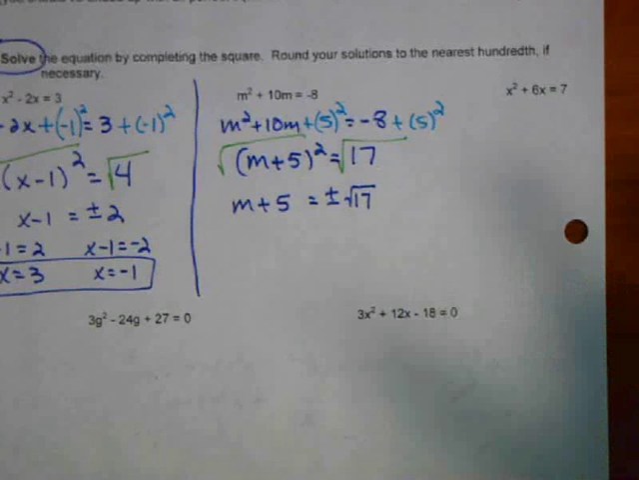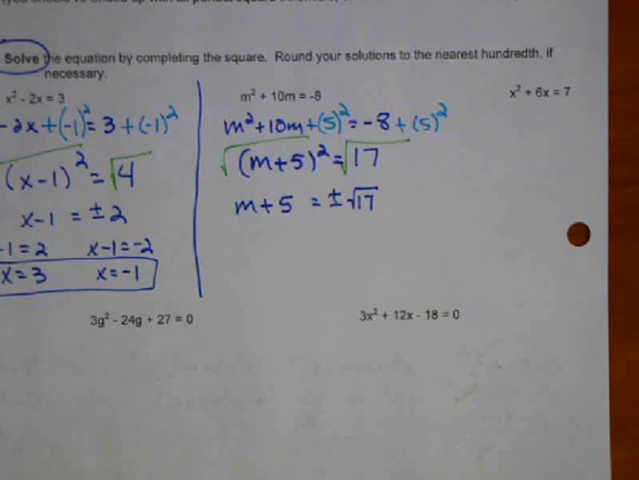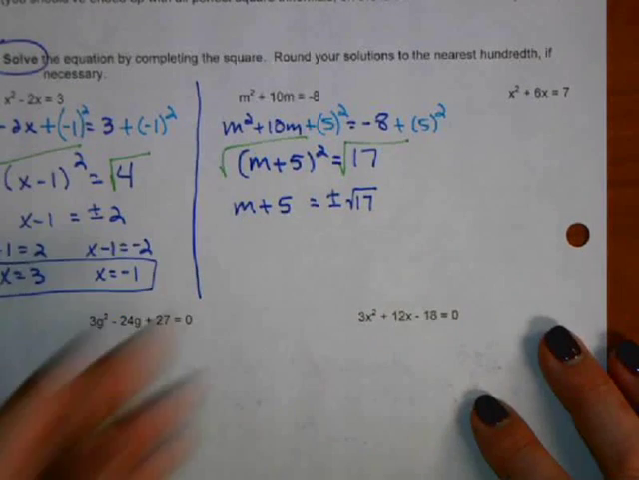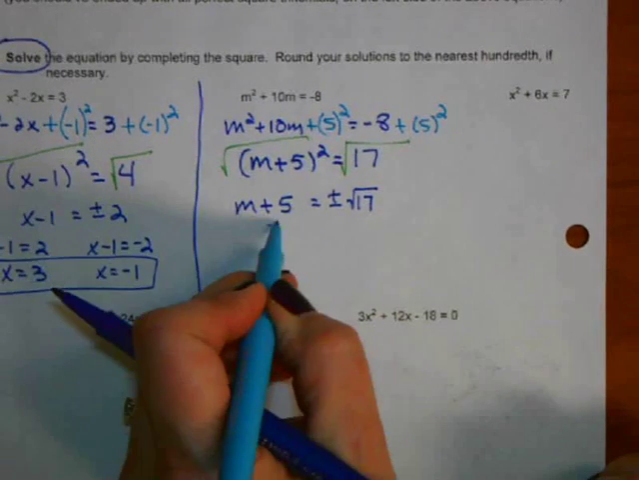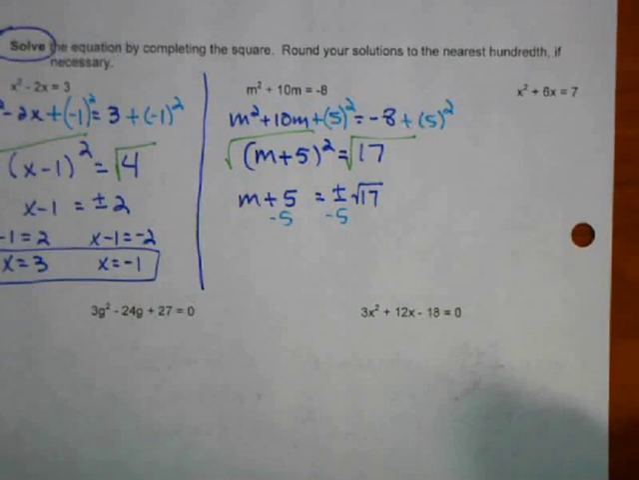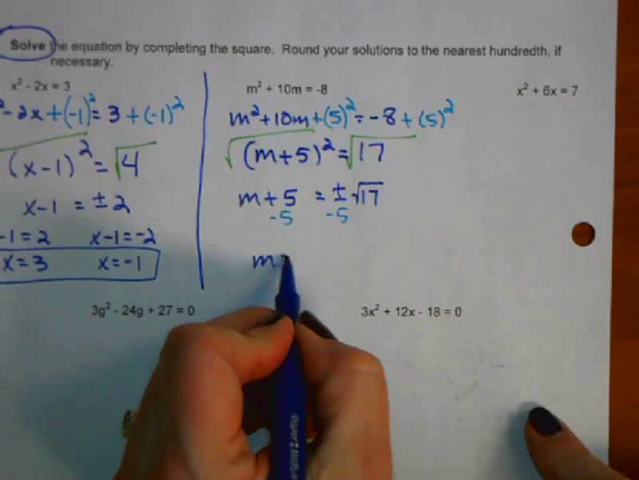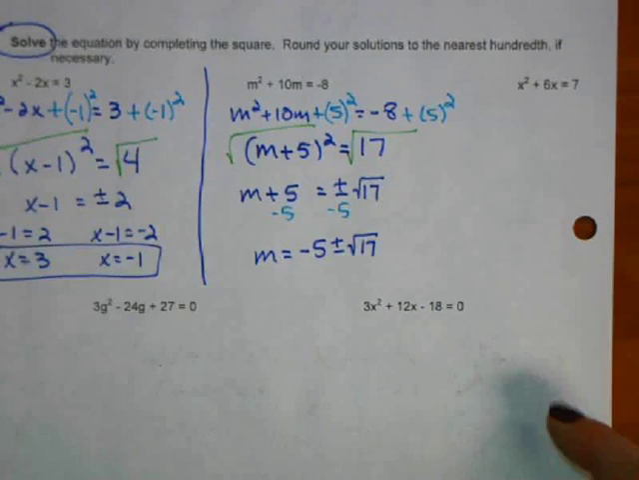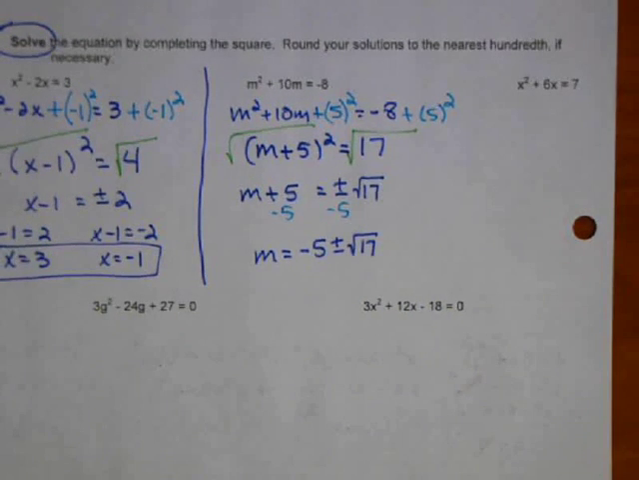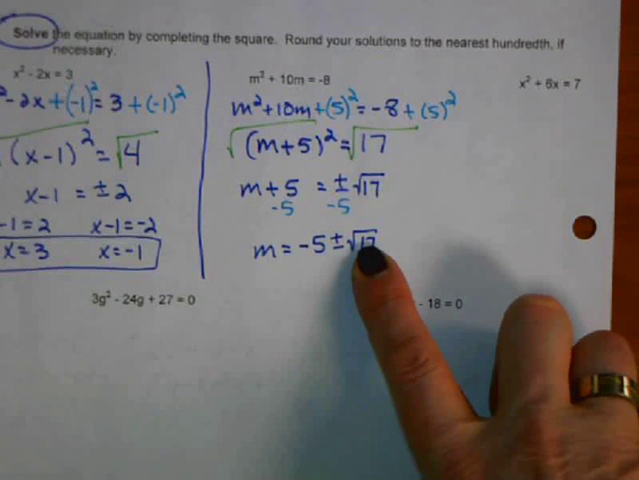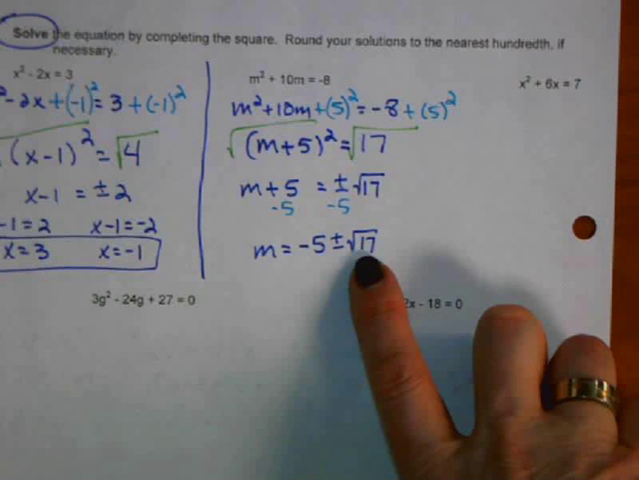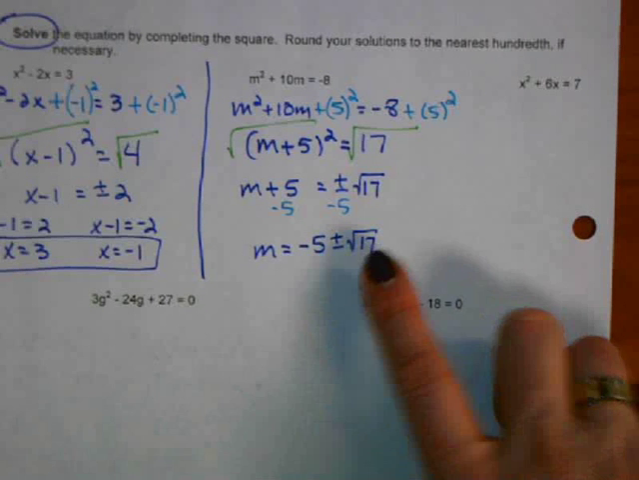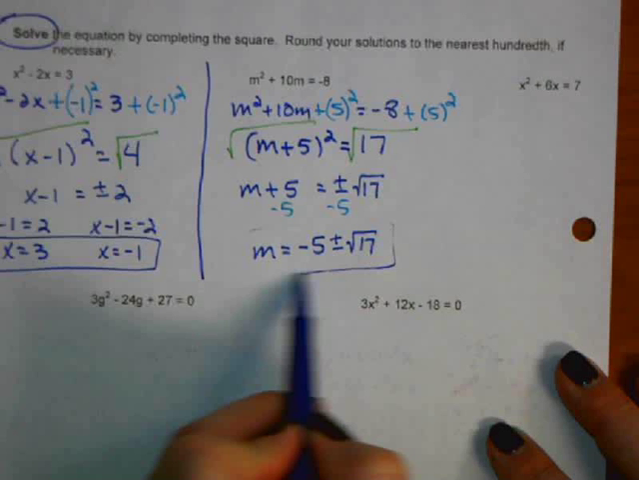Instead of taking the decimal, we're just writing it like that. But then I have to subtract 5 from both sides. And you get m equals negative 5 plus or minus the square root of 17. And that's how you can leave your answer. The only thing different was we just didn't find the decimal form of this, and we didn't actually add them, subtract them, we just wrote it. Okay?